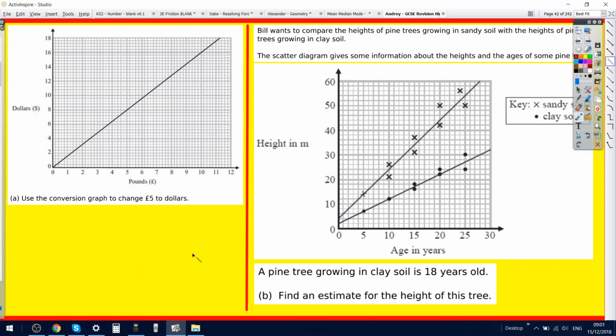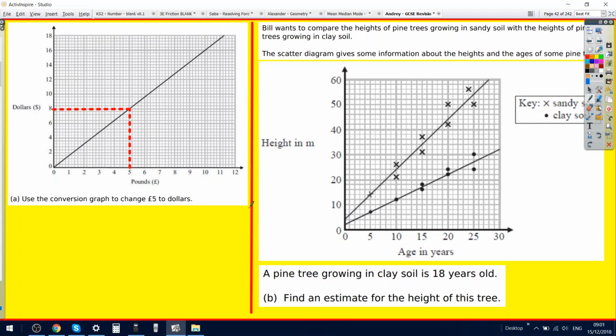So on the pounds bit at the bottom, do you go up from the £5 until you hit that diagonal line? Mm-hmm. You then see where it is compared to dollars. I think that's like $8 or something. Yeah. So in this case, it was exactly $8. It's not always that exact. Okay, and the one on the right.